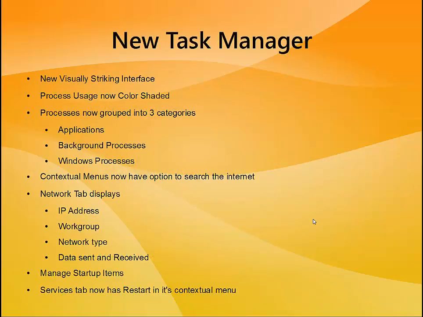One of the new applications we're going to be getting into is the new Task Manager, which is greatly improved over the Windows 7 version, which is already a nice improvement. It has a new interface. Lots of the processes are color shaded. The processes are grouped into three categories: applications, background processes, and Windows processes, instead of being lumped all together as they were previously. The contextual menus from the right mouse click now have options to search the internet for anything that you're clicking on. The network tab displays IP address, workgroup, network type, and the amount of data sent and received. Before, you had to open up a completely different control panel to get that information.